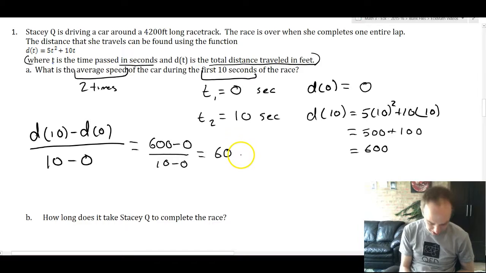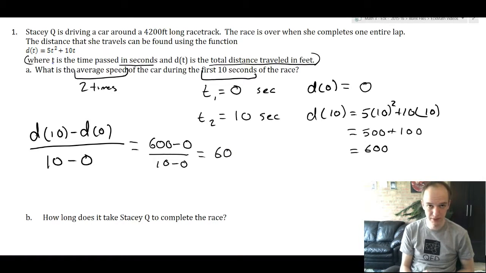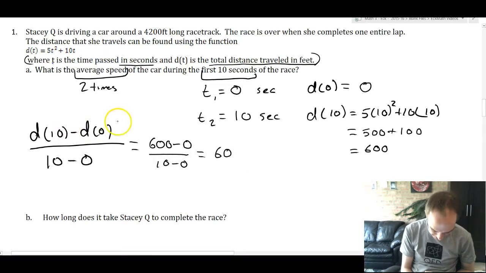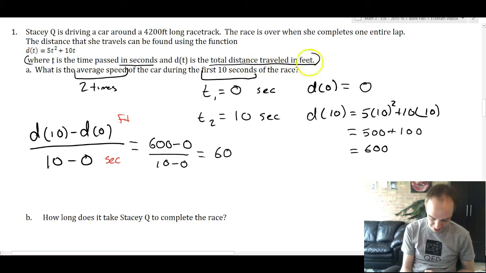What are the units on this? You can't have a question without units. So distance is in feet. The 10 was in seconds. Right, I'm going back to this original statement where they tell us what all the units are. So this is going to be 60 feet per second.